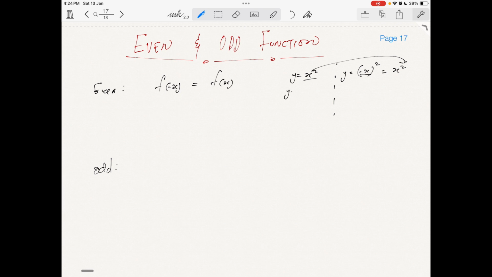Let's look at y is equal to cos x, and instead of x here, we now change it to minus x, so y becomes cos of minus x. And according to trigonometric identity, this y is equal to cos x. So drawing the graph of cos x, we have this.